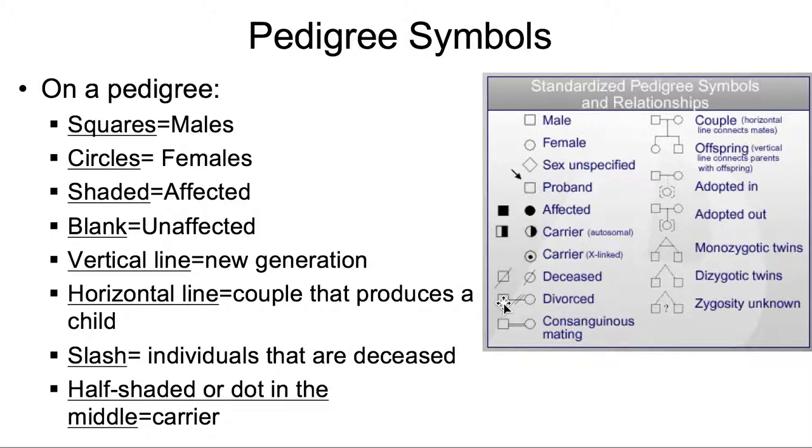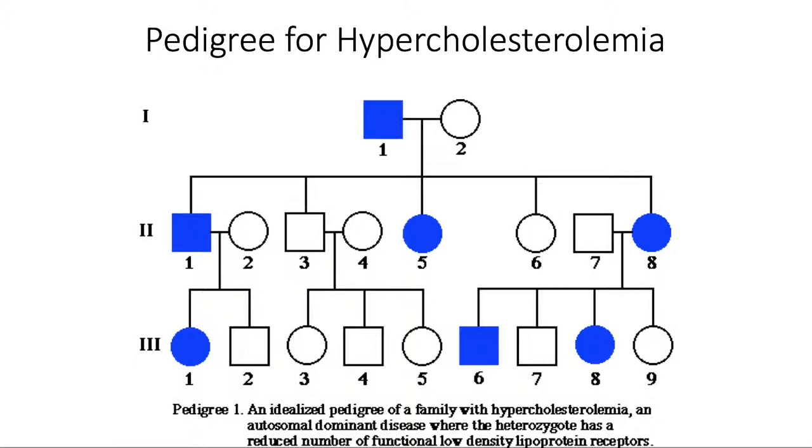Any slash through a symbol means that that individual is deceased. Half shaded or the circle in the middle indicates an individual who's a carrier, who isn't affected but who is a carrier. So here is a pedigree for hypercholesterolemia, and this is an autosomal dominant disease. You can see that it's appearing in every single generation.